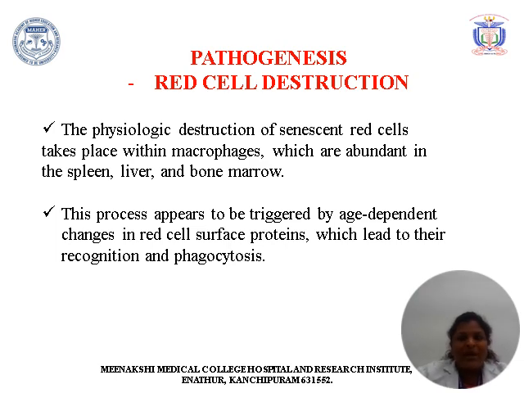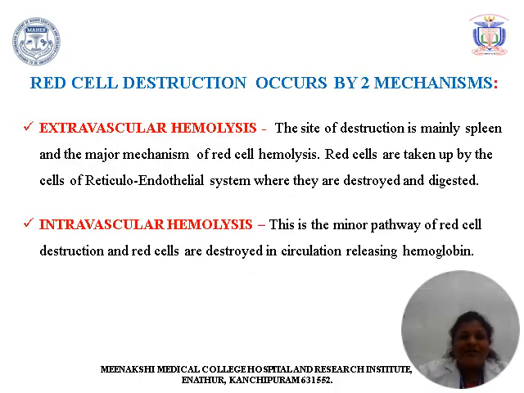Now let's go to the pathogenesis. Pathogenesis is the red cell destruction. As we said earlier, it can be extravascular or intravascular. The physiological destruction of senescent red cells takes place within the macrophages, which are abundant in spleen, liver and bone marrow. This process appears to be triggered by age-dependent changes in red cell surface proteins, which lead to their recognition and phagocytosis. The red cell destruction occurs by two mechanisms, that is extravascular and intravascular.